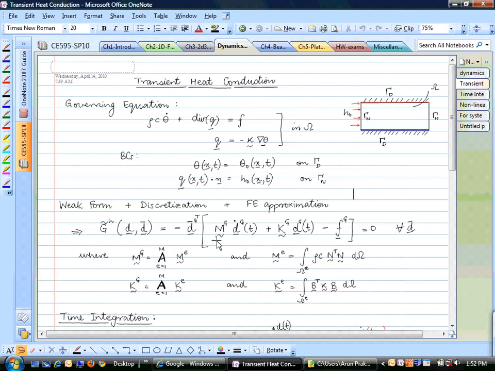What you will get is something similar to your equation of motion, where this is a heat capacity matrix, just like a mass matrix, times, now the degrees of freedom are temperatures here. But there is only a single dot, which means it's a first order ordinary differential equation. This is the conductivity matrix, and this is the heat source. So essentially, we have to solve this equation for every time. At all times, this equation must hold.